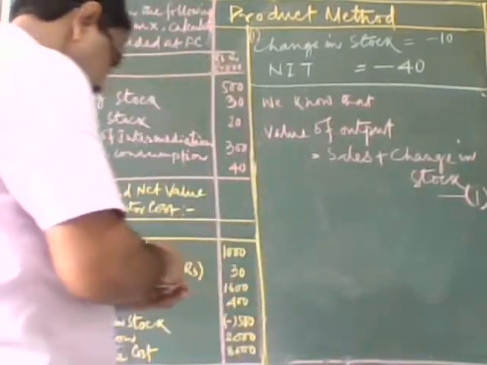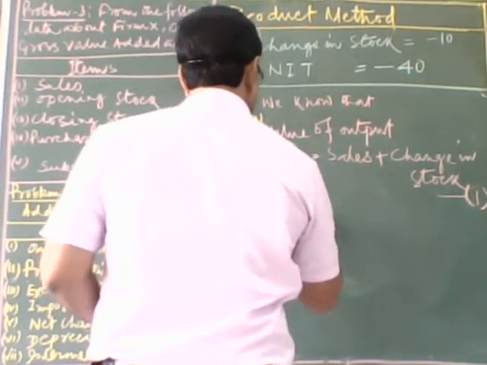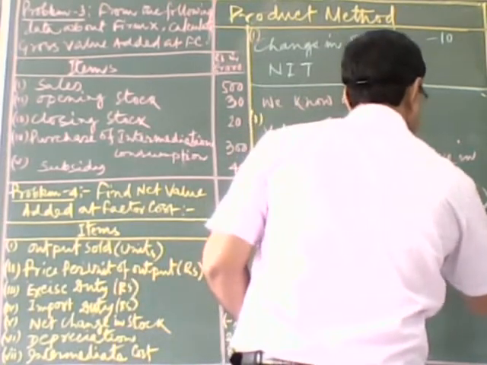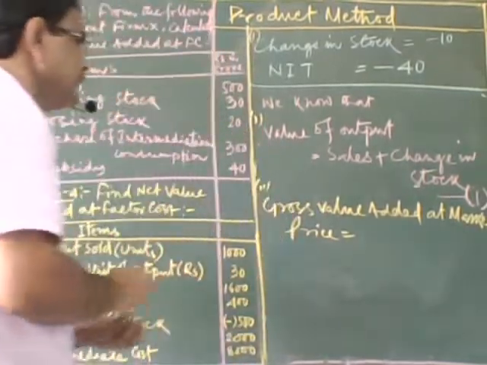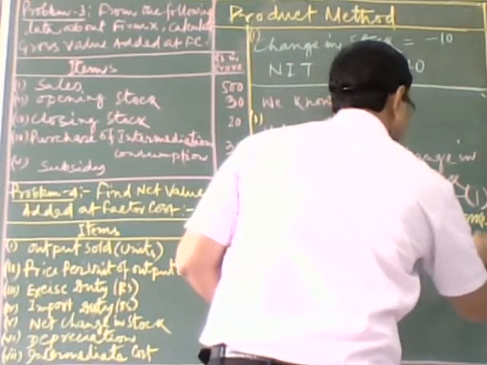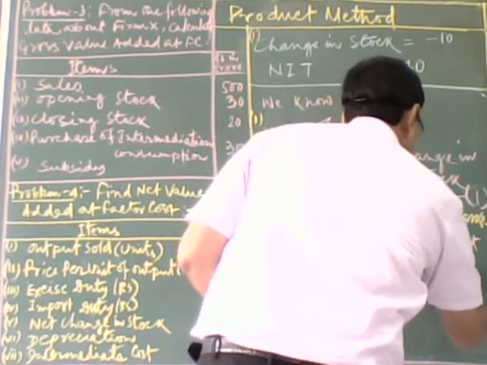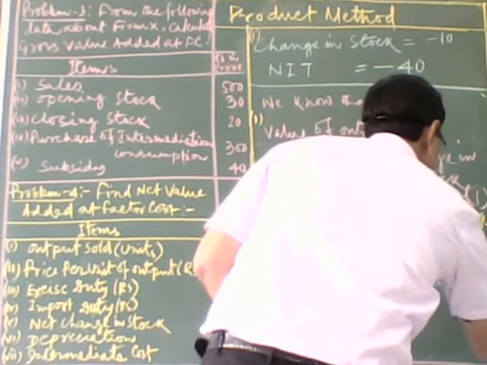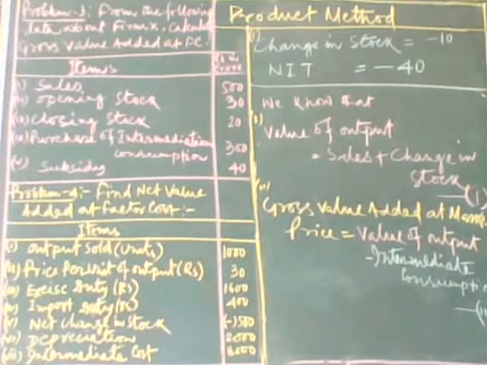And number 2, gross value added at market price is equal to value of output minus intermediate consumption. This is equation number 2.